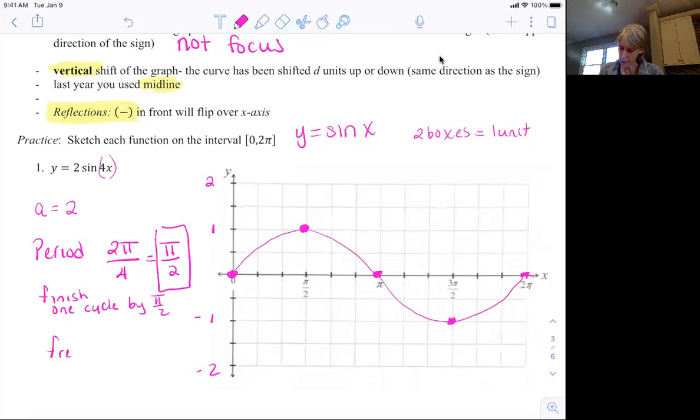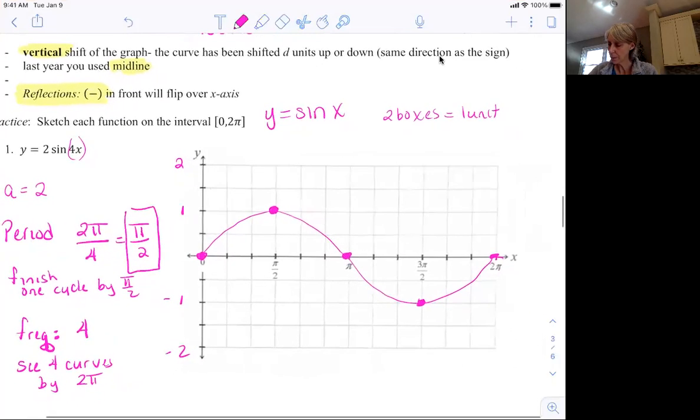And our frequency is our b value, or 4. What does this mean? I'm going to see 4 curves by 2 pi. So how are we going to go about doing this? Without getting too technical or crazy, think about it, we're always going to follow the same pattern. So we're going to focus on those 5 key points in our graph.